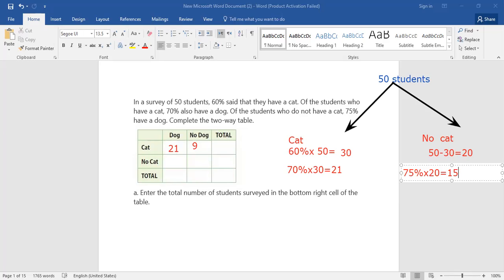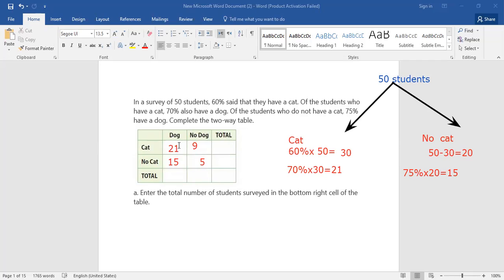Okay. Then how many students don't have a cat but have a dog? 15. Yes. No cat but they have a dog, 15. Okay, which means how many students don't have a cat and don't have a dog? 5. Yes.